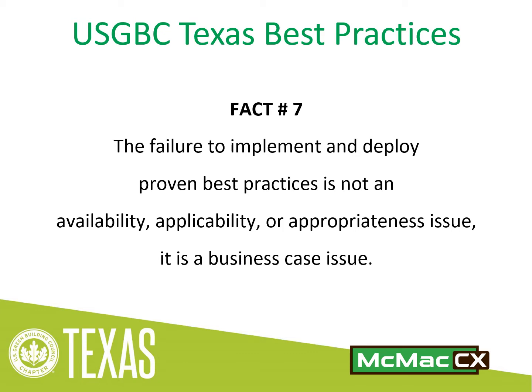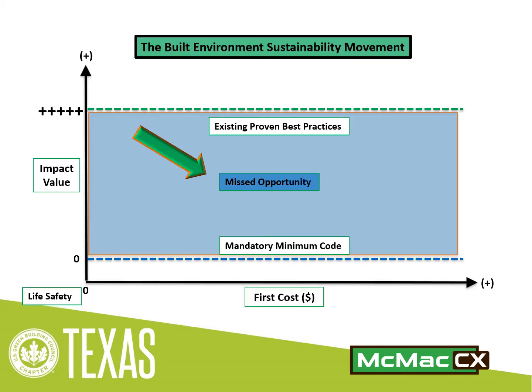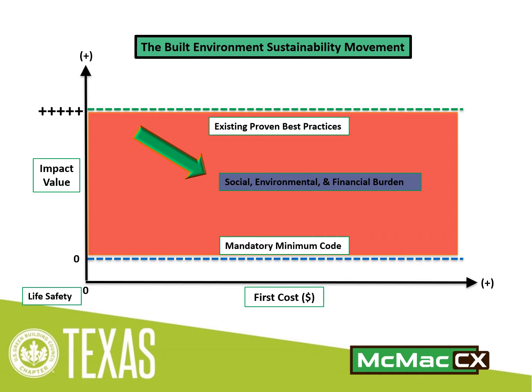Fact number 7. The failure to implement and deploy proven best practices is not an availability, applicability, or appropriateness issue. It is a business case issue. The area then above the mandatory minimum code and below the best possible existing proven best practices is the missed opportunity. Put more bluntly, this is the social, environmental, and financial burden that inhabitants and tenant businesses must carry because the project has chosen not to implement proven best practices above the mandatory minimum requirement.